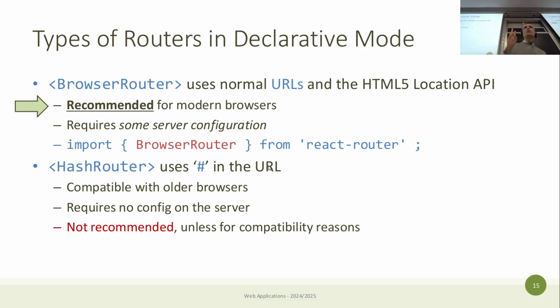There are just two types of router you can use, and the one with the arrow is the recommended one. So just use BrowserRouter in your application. The HashRouter is just there for compatibility reasons for all the browsers and so on. It's not our case. Just forget about it.